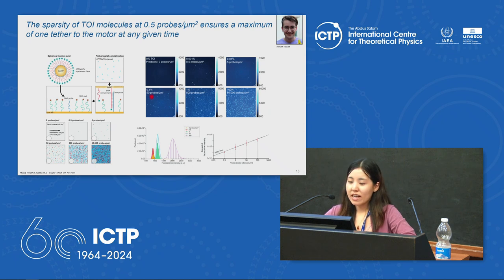And we found that as we increased the target density, there is an increase in the average intensity of fluorescence and/or in pixel count. So then, to account also for the fluorescent bleed-through of each particle across the neighboring pixels, we used the integrated, so the area under the curve, fluorescence intensity to provide clear evidence of the increasing trend in the target density. And we were especially interested in confirming the distribution density at the lowest probe density, because at 0.5 probes per micron squared, this is where the sparsity of the target molecules ensures a maximum of one tether to the models at any given time.